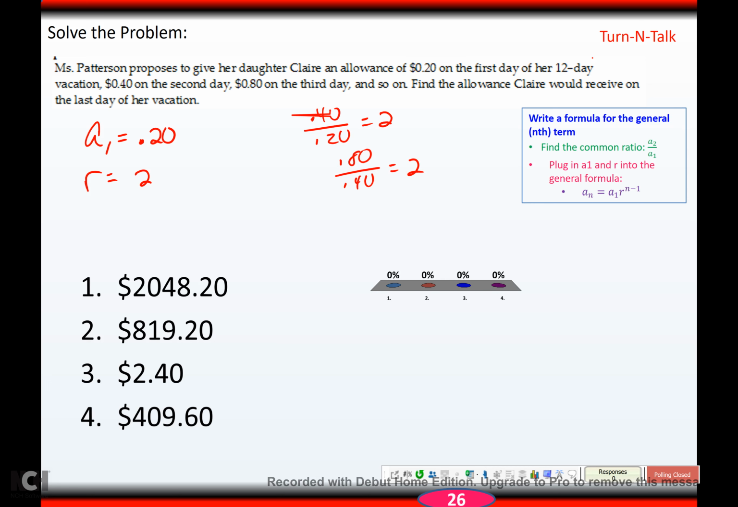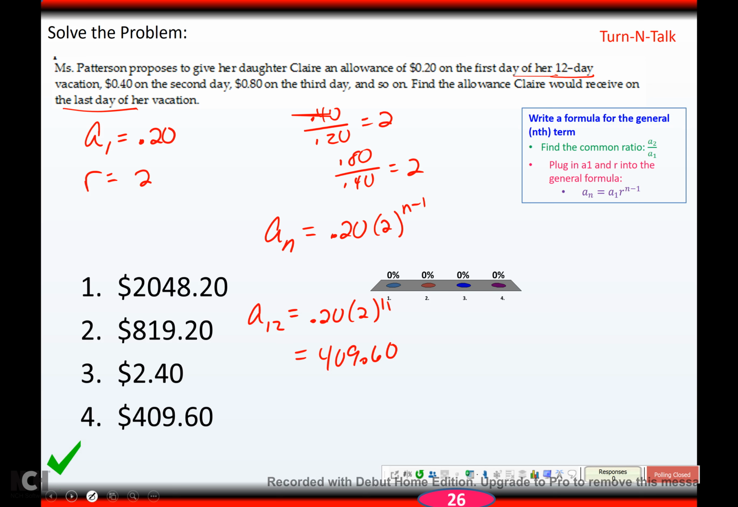Okay, and she is doing this for 12 days. So the nth term would be the first term times the common ratio to the n minus 1. On the 12th day, I'm finding a sub 12, so I'm going to have 20 cents times 2 to the 11th. So 0.20 times 2 caret 11, you get 409.6. On the 12th day, she's going to get $409.60.